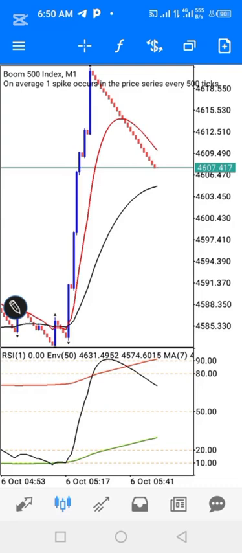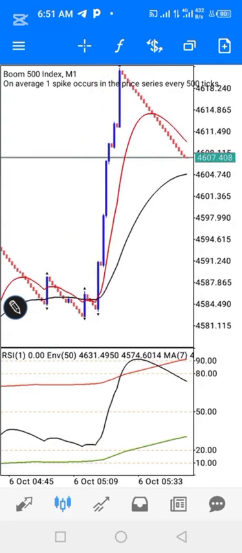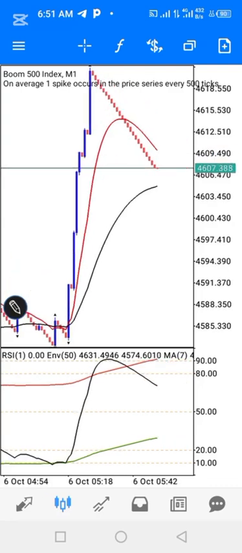And now the beautiful part of it is that the same thing is applicable, right? You can also take the reversal pattern of this. So that's why I told you it's a two-edged sword. You can use it to trade spikes, and you can use it to trade the reversal on boom and crash.